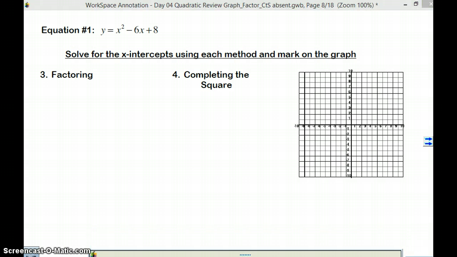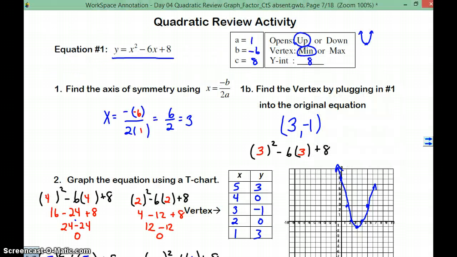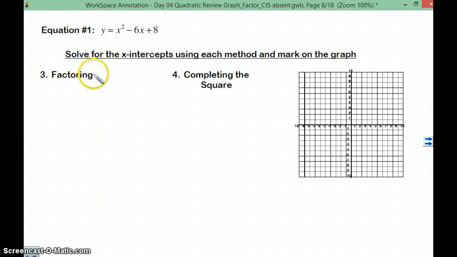All right, let's try another problem together. Oh, sorry, we're not done yet. Now that we've already found the roots by graphing, let's go back. The roots were 2 and 4 by graphing. Let's see if we can find the same roots by factoring.